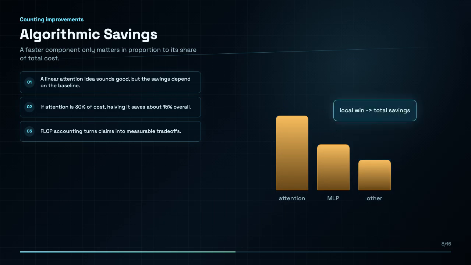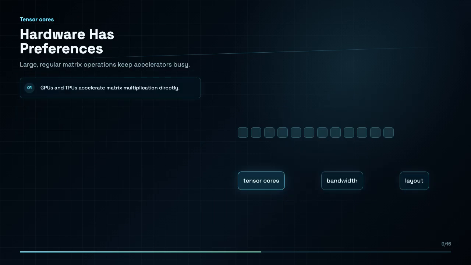Matrix multiplication is so central that it's worth understanding its structure. Consider multiplying an M by K matrix A with a K by N matrix B to get an output than general purpose cores. However, they require data to be arranged in specific formats and depend on fast memory bandwidth.